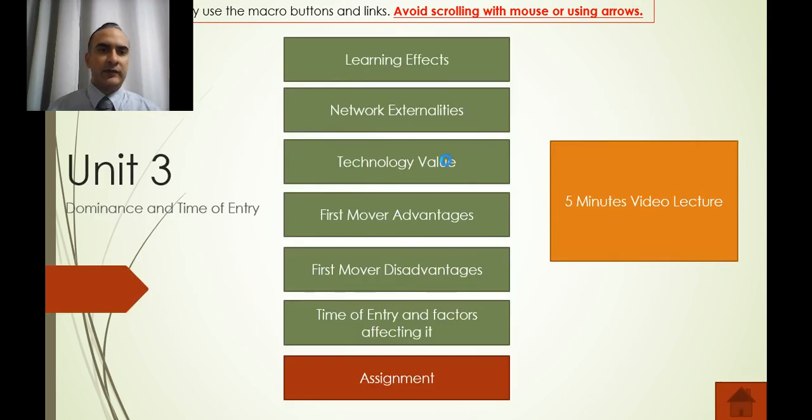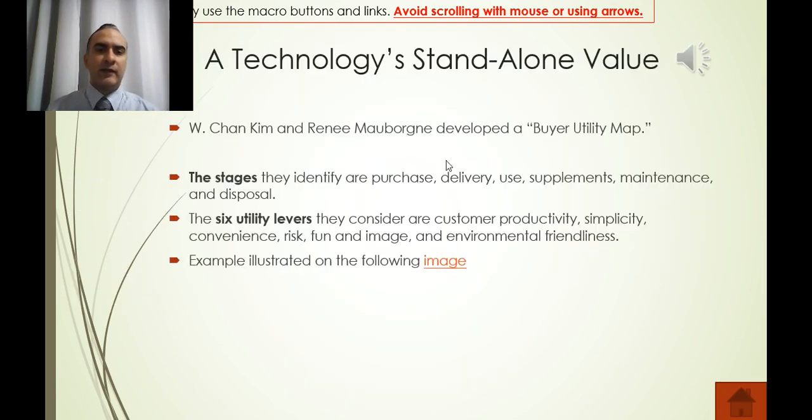Now, let's talk about the technology value. In the technology value, we will talk about the stages. So first of all, how would people acquire a certain technology? Firstly, it goes with the process of purchasing. They will look for options in terms of acquiring a certain new technology. They will look at the pros and cons.